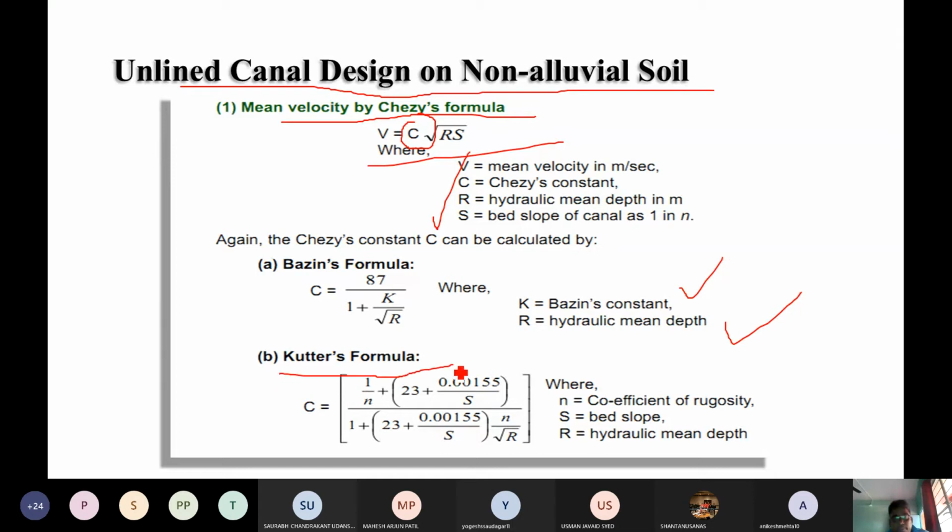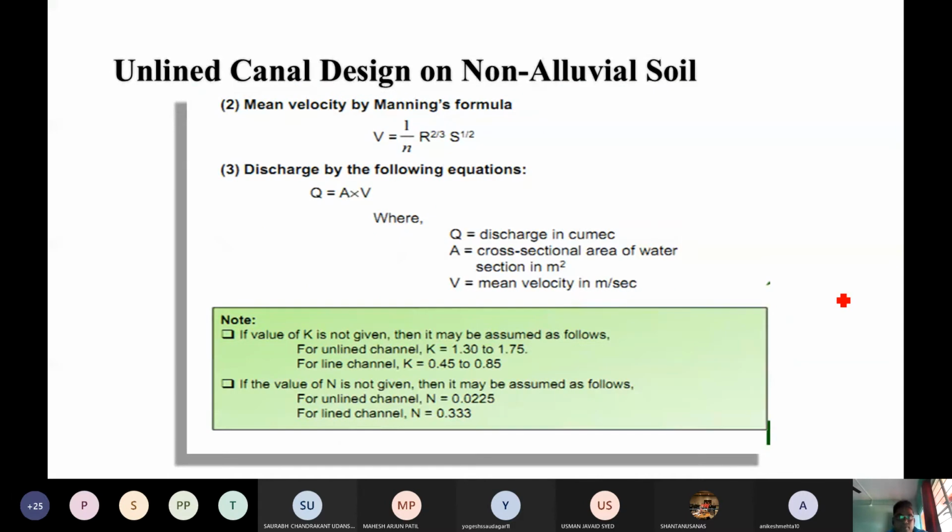Then similarly, Kutter's formula. What about Kutter's formula? Chezy's constant is defined by Kutter, and the C parameter is equal to (1/n + 23 + 0.00155/S) divided by (1 + (23 + 0.00155/S) times n/root R). n is the roughness coefficient, S is the bed slope, R is the hydraulic mean depth. So you remember these formulas, and according to that you have to design the unlined canal.